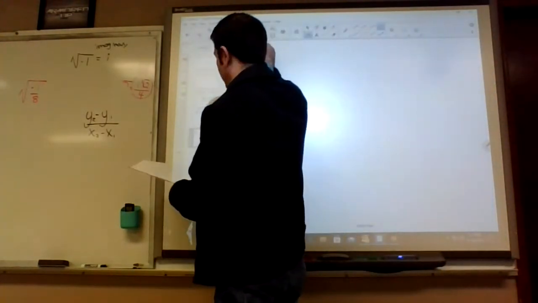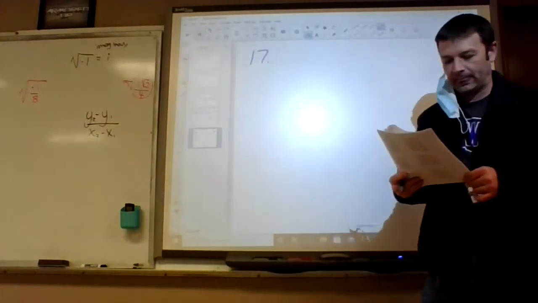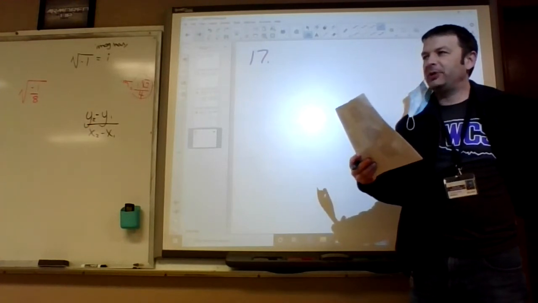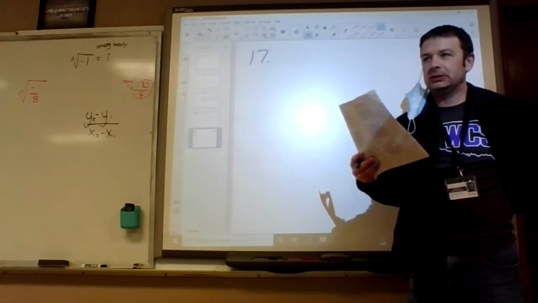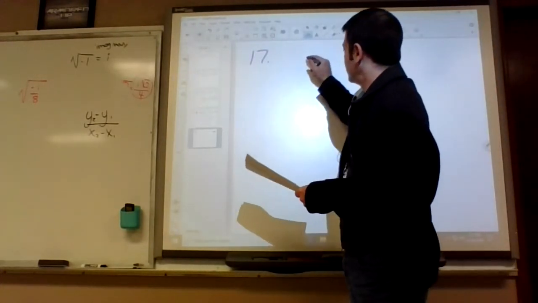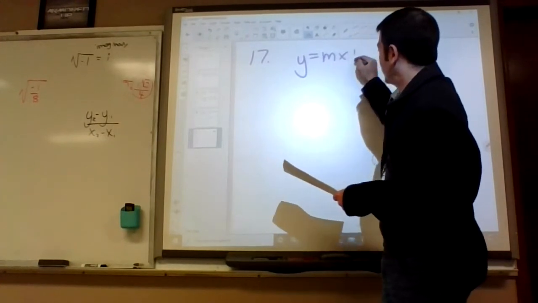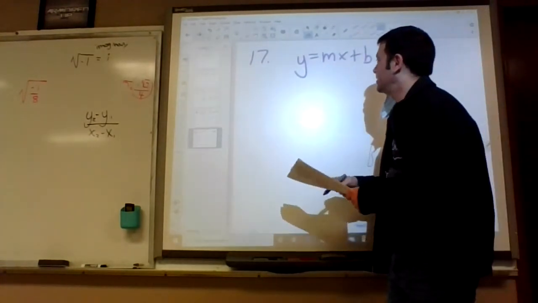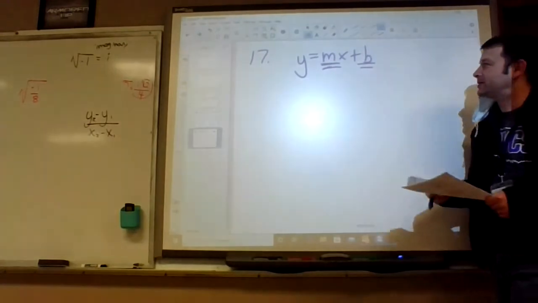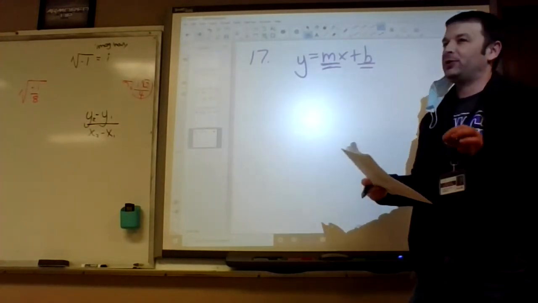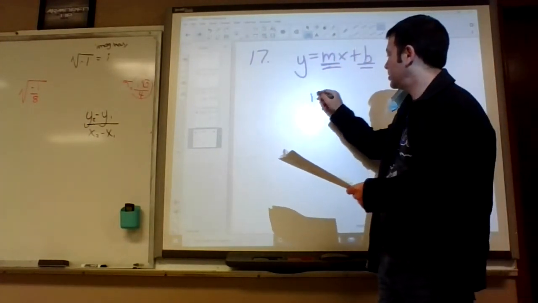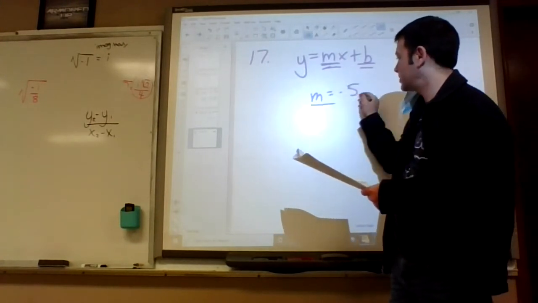Okay, 17. Now what are we doing? Does anybody know what the slope is on number 17? Negative 5. Okay, it's just negative 5 on number 17. You guys remember y equals mx plus b? It's been a couple weeks, I know. The number in front of the x tells you the slope. The number added to that tells you the y-intercept. So if they have y equals something, the number in front of the x is the slope. So on number 17 it is negative 5.